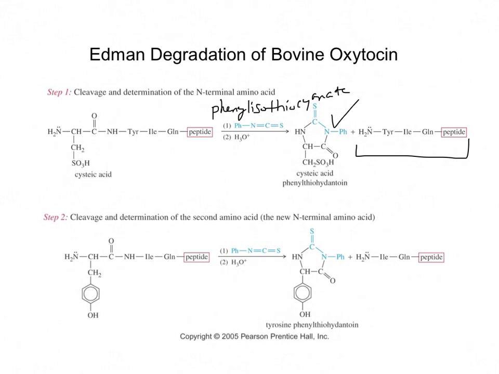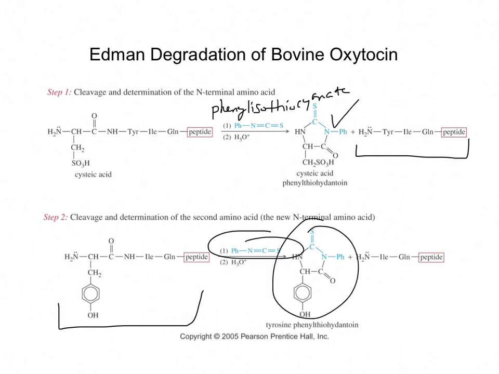Then I do it again. I take my new one, I treat it with phenyl isothiocyanate, hydrolyze it, I get this weird 5-membered ring, do chromatography, figure out what it was. Now I know what the second one in was. Then I do it again. Do the third, do the fourth, do the fifth. And I get an order that way. Okay? Very labor intensive.